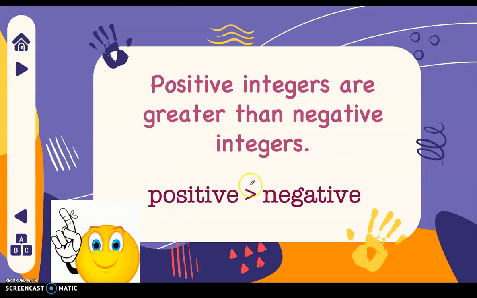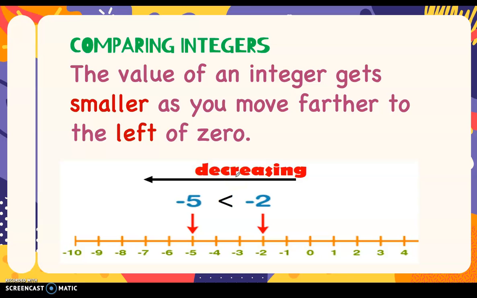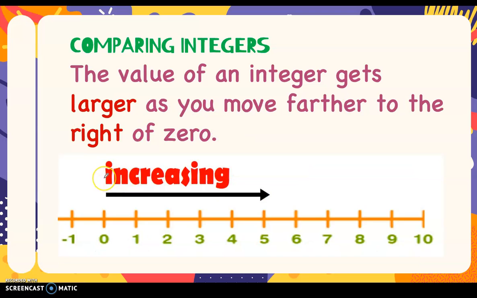Now, positive integers are greater than negative integers. If we are going to compare integers, the value of an integer gets smaller as you move farther to the left of 0. That means that negative 2 is greater than negative 5, because the farther to the left of 0 you move, the smaller it becomes.